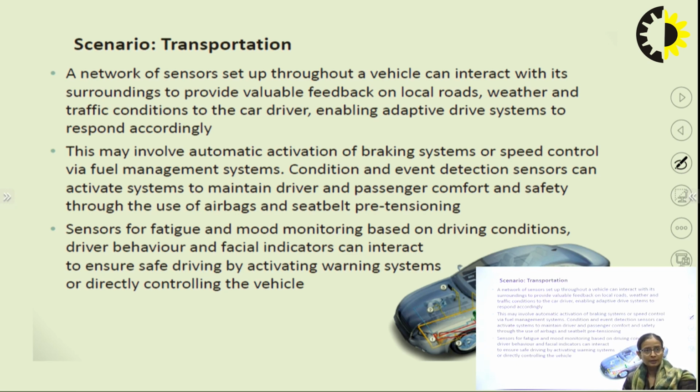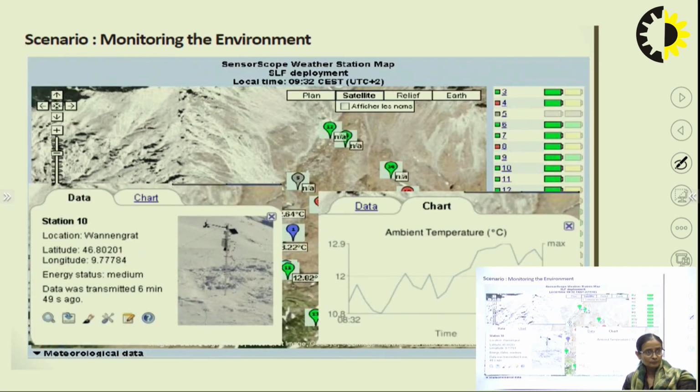Condition and event detection sensors can activate systems to maintain driver and passenger comfort and safety through the use of airbag, seat belt pre-tensioning. Sensors for fatigue and mood monitoring are also now being deployed in smart transportation or smart vehicle systems.